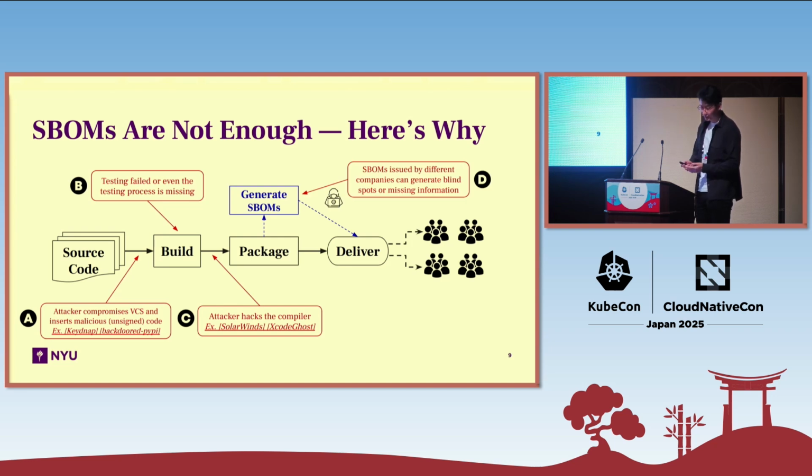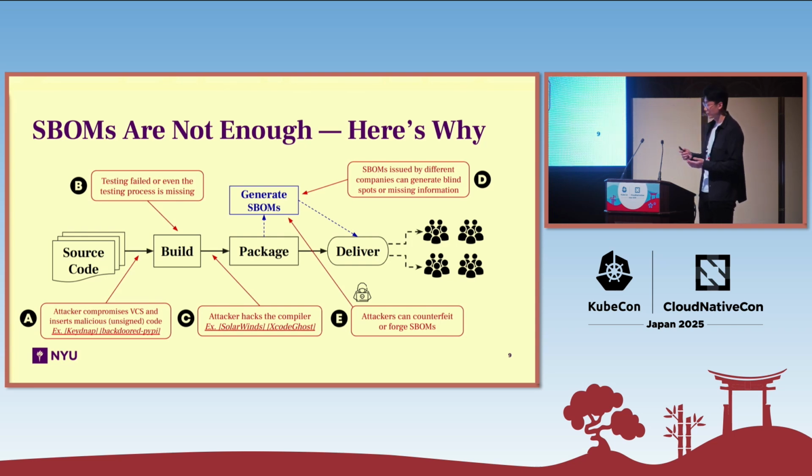And point D, even when SBOMs are generated, different vendors and tools may generate them inconsistently. This creates blind spots, missing metadata, and gaps in visibility. This fragmentation makes it hard to correlate risk across your ecosystem. And point E, finally, SBOMs themselves can be forged if they are not cryptographically signed and verified. Attackers can create counterfeit SBOMs and pass them off as trustworthy.